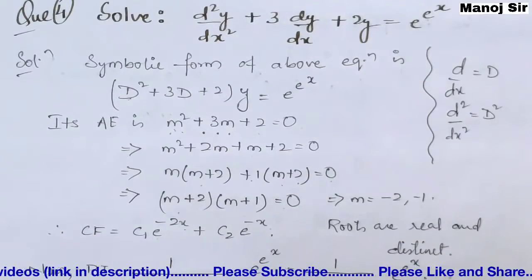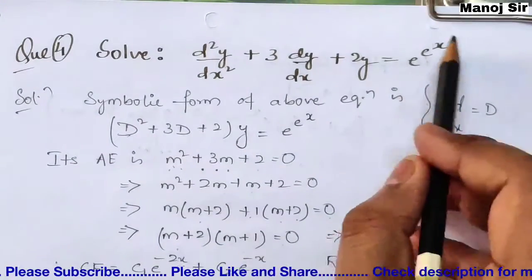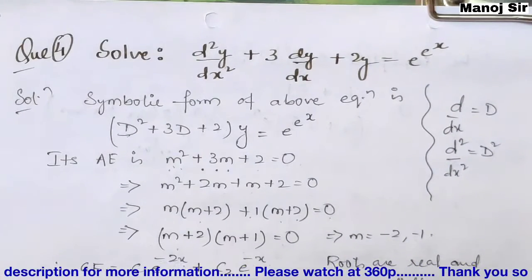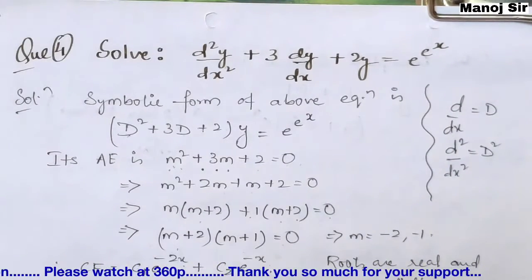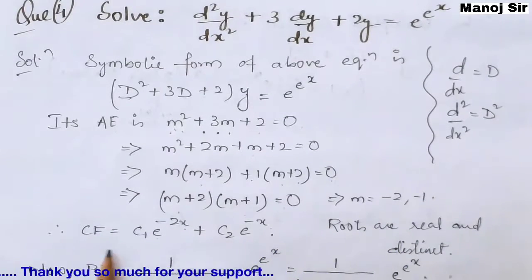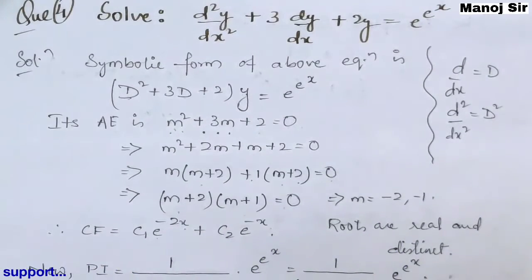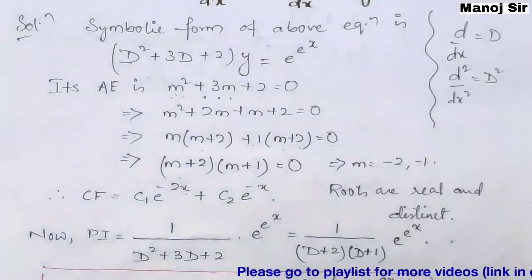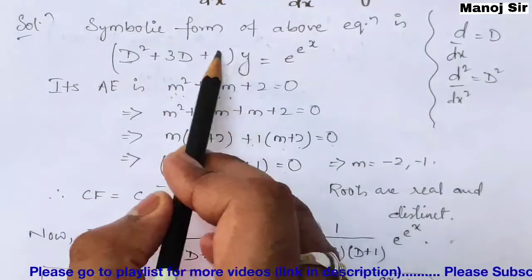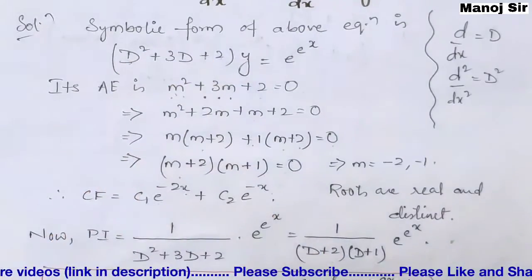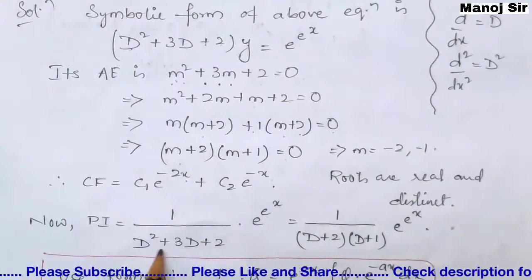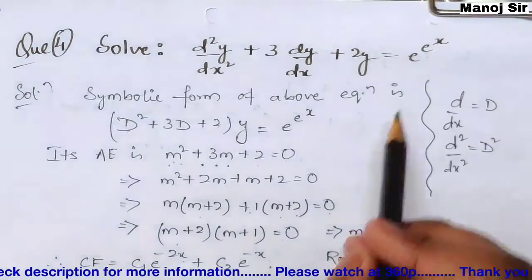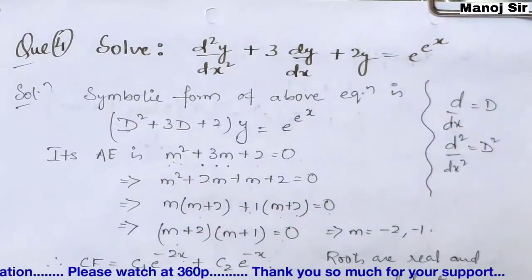But here in the given problem, you can see we have a function of x, that is e to power x. So to find the complete solution, we need to find CF as well as PI. We have already found the value of CF. Now after finding CF, we need to find the value of PI. So how to write PI? PI equals to 1 upon this part, the coefficient of y, that is D square plus 3D plus 2, into this, which is the RHS part of the problem, that is e to power x.